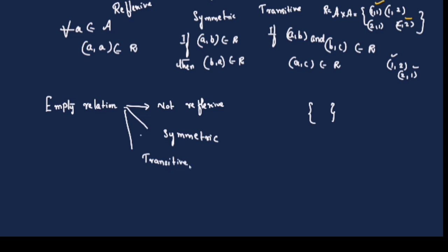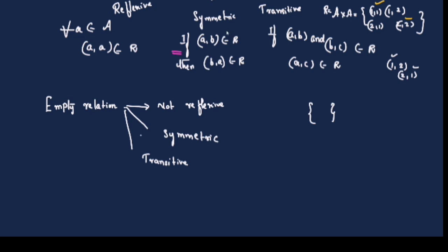Why is it symmetric? See, the condition is there. If AB belongs to R, only then we can say BA belongs to R, isn't it? If the condition is if you are able to choose, but you are not able to choose anything, so the condition is not there. That means we cannot prove it is not symmetric. How do you say it is symmetric? If AB belongs to R, then BA belongs to R, then we say it is symmetric.